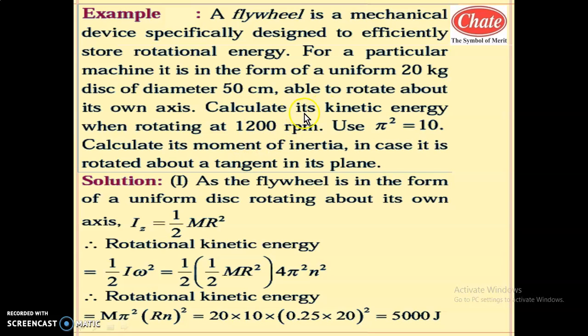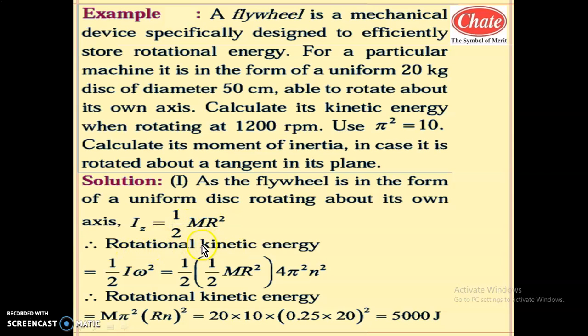Also in this problem we have to calculate the rotational kinetic energy. So here we have to calculate two things. One is rotational kinetic energy and another one is the moment of inertia about a tangent in its plane. So what is the moment of inertia of a flywheel? That is mr square by 2. As the flywheel is in the form of a uniform disc rotating about its own axis, the moment of inertia about that z axis, that is the axis passes through the center and perpendicular to the plane, is half mr square, that is mr square by 2.